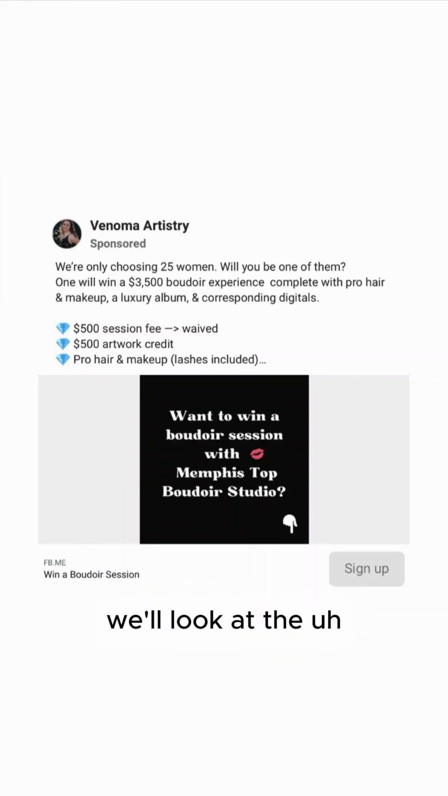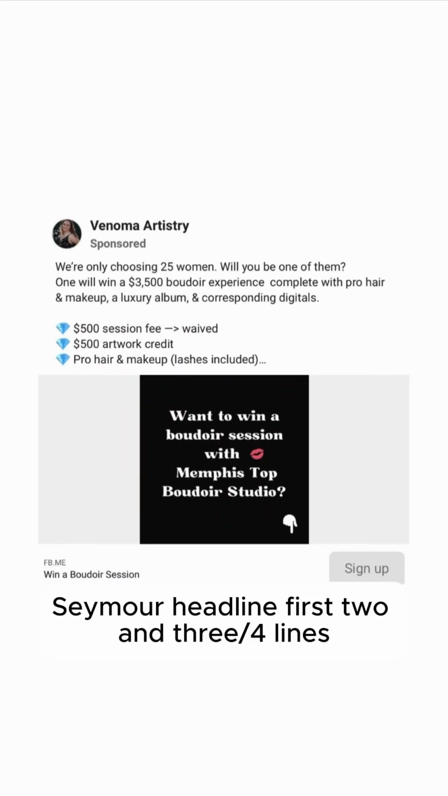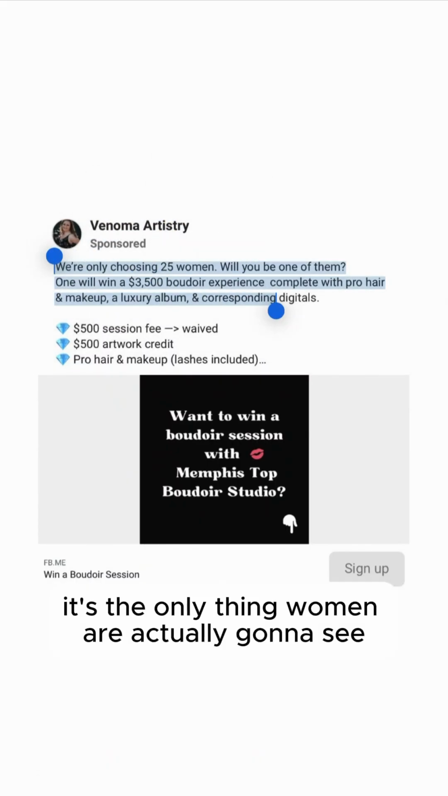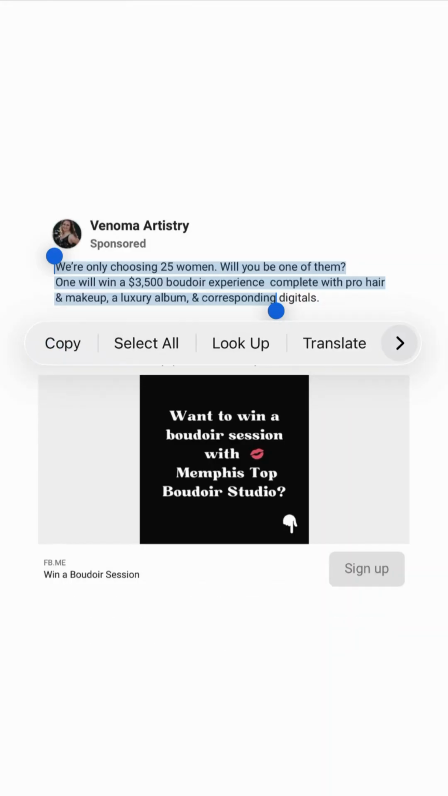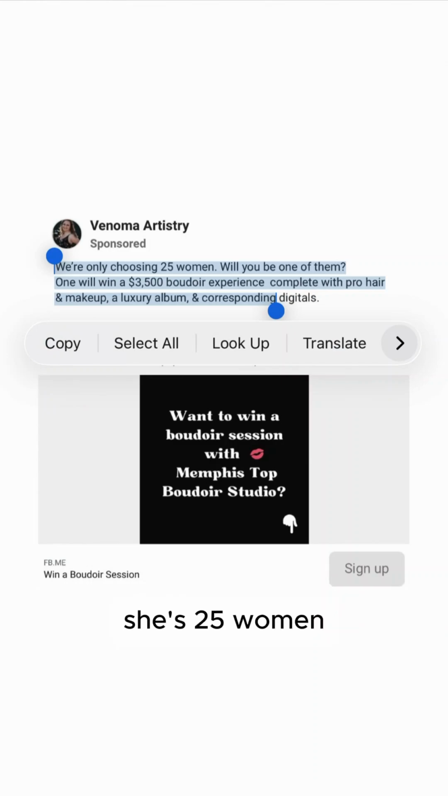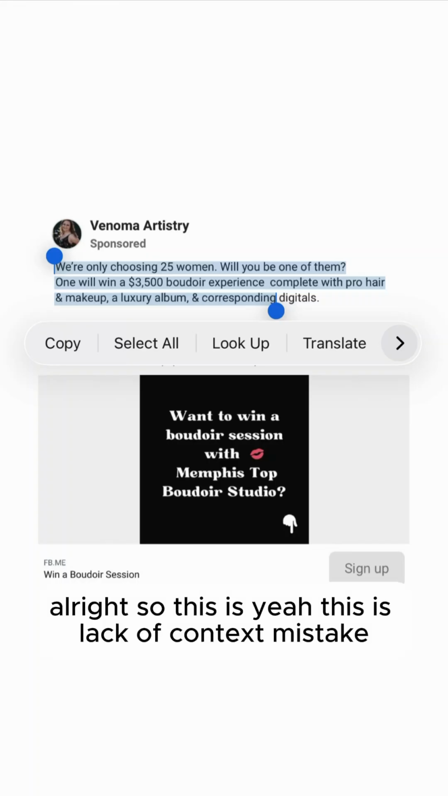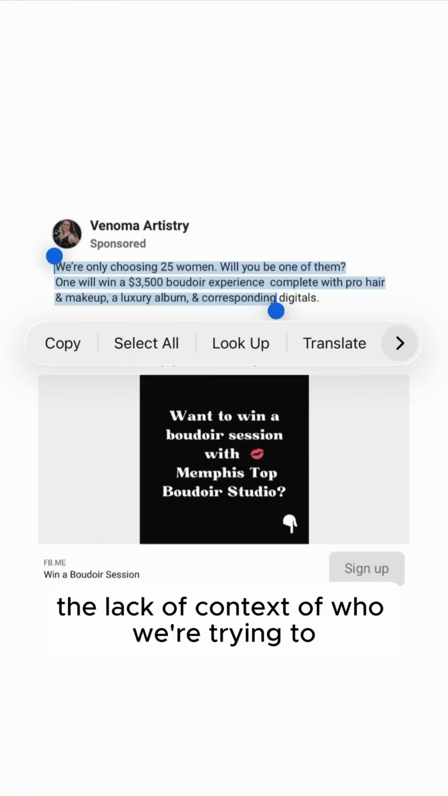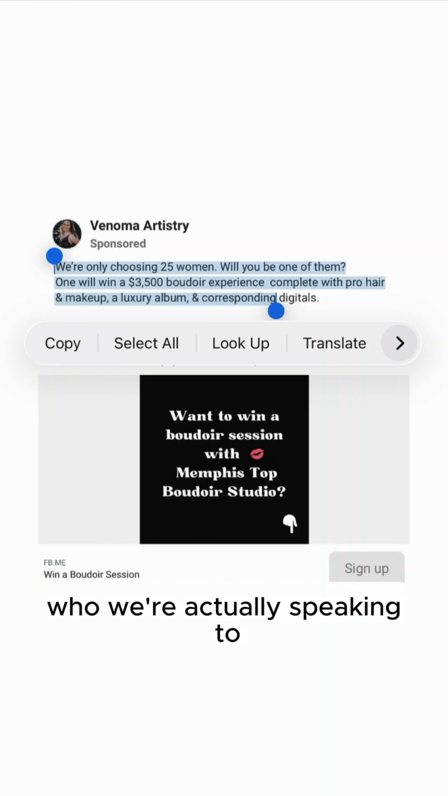Finally, we'll look at the see more headline. First 2 3/4 lines, Facebook newsfeed mobile. It's the only thing women are actually going to see on the newsfeed. And here's what we've got. We're only choosing 25 women. All right, so this is a lack of context mistake. The false belief is about the lack of context of who we're actually speaking to.